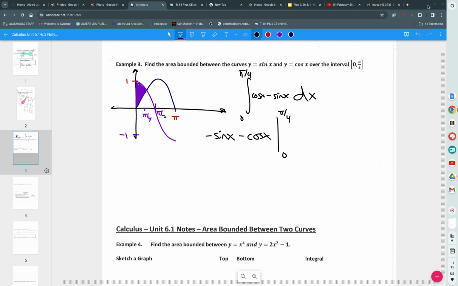So let's evaluate this. We'll plug in pi over 4. So I get, and I like to separate it into 2 sets of parentheses when I do this, to be real careful. When I plug in pi over 4, what is the sine of pi over 4? Root of 2 over 2, and then it becomes negative, so negative root of 2 over 2, minus the cosine of pi over 4, root of 2 over 2. Everybody good with that? Okay, minus, and then the sine of 0 is 0, minus, what is the cosine of 0? 1.